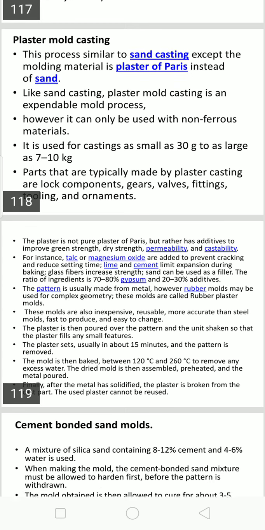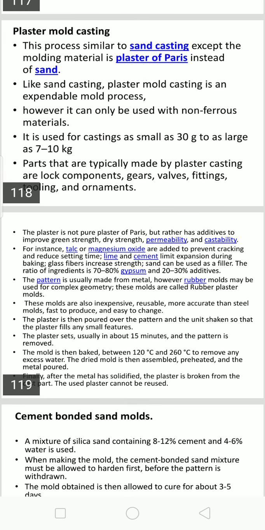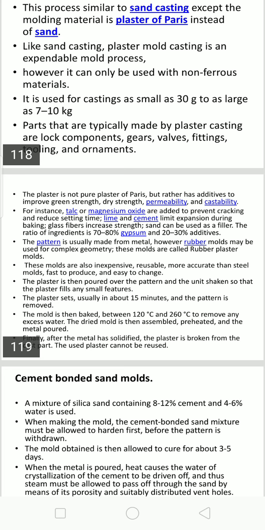Lime and cement limit expansion during baking. Glass fibers increase strength. Sand can be used as a filler. The ratio of the ingredients is 70 to 80% gypsum and 20 to 30% additives. The pattern is usually made of metal. However, rubber molds may be used for complex geometry. These molds are called rubber plaster molds. These molds are also expensive, reusable, more accurate than steel molds, fast to produce and easy to change.